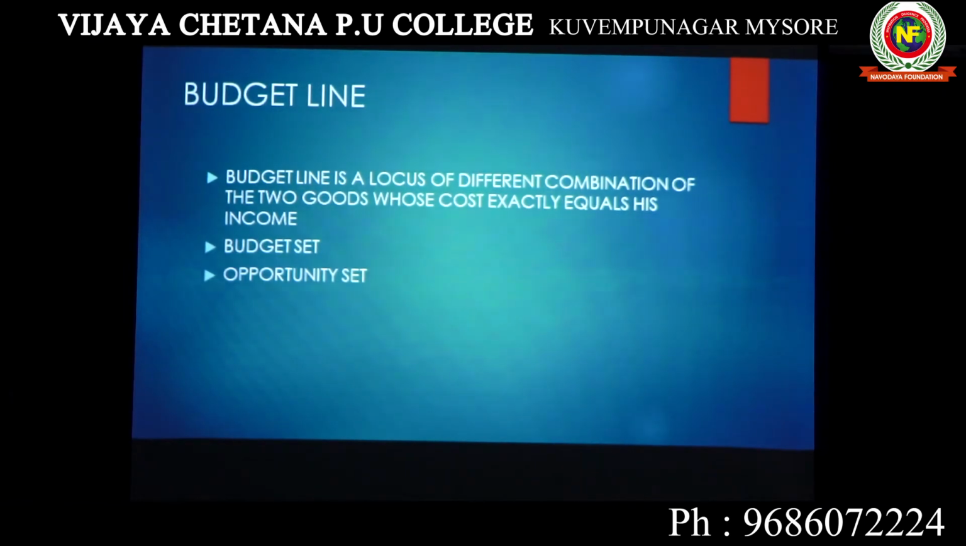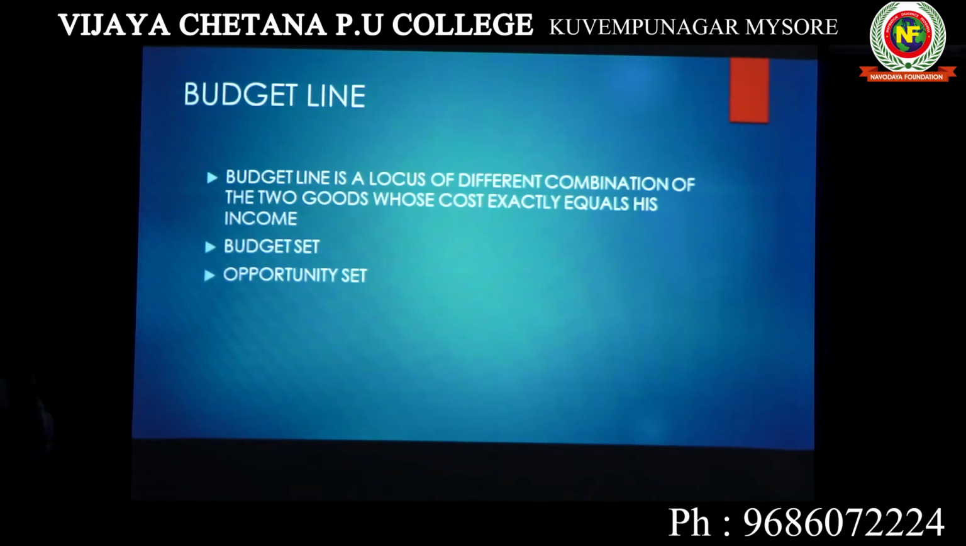Before going to the indifference curve, you should know the budget line. A budget line is a locus of different combinations of two goods whose cost is exactly equal to his income. His here means the consumer. Budget line is a locus. What is locus? Locus means joining. What to join? Different combinations of two goods.